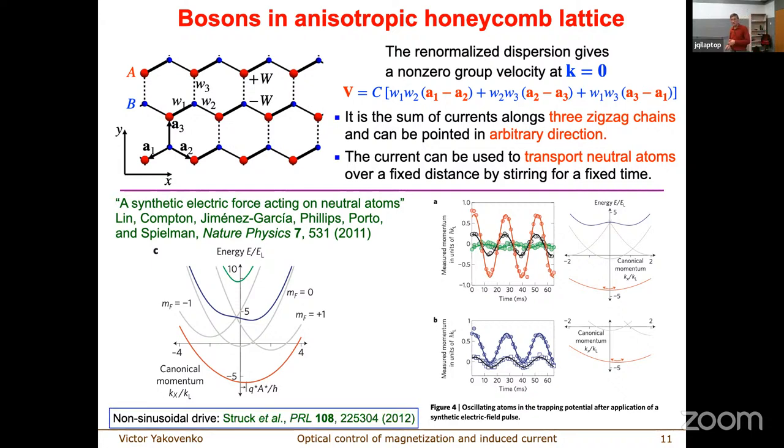Also, I can reduce the current by applying a non-sinusoidal drive, which breaks time-reversal symmetry, that's an option, et cetera. But anyway, that's it.